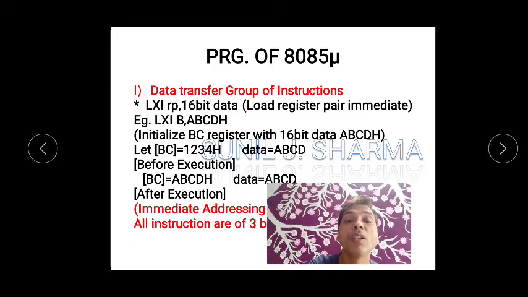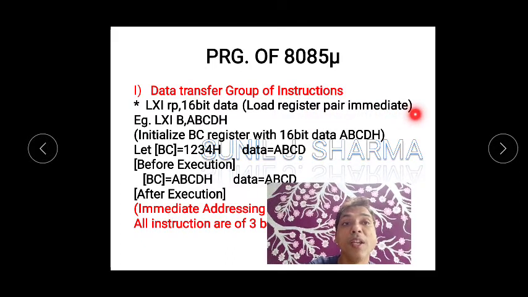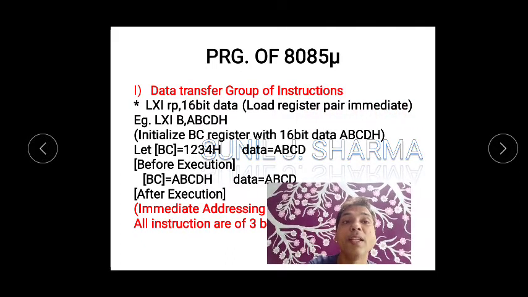X means what? Register pair. I means what? Data. But since X is there, we have to take 16-bit data, because the pair is there. So it is load register pair immediate. Okay, let's take an example.